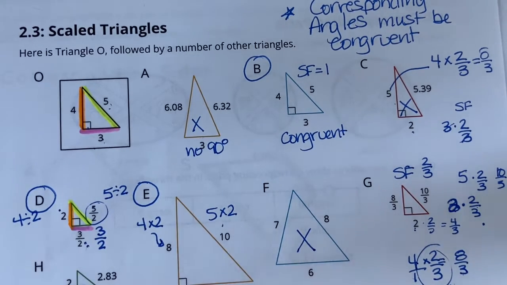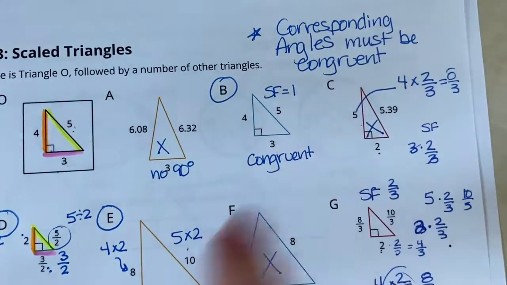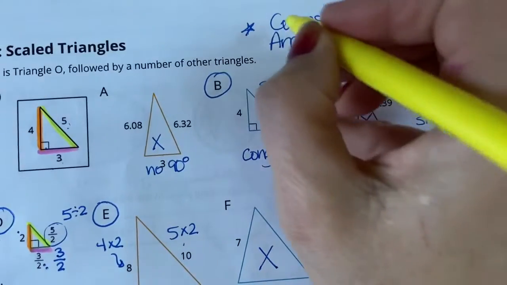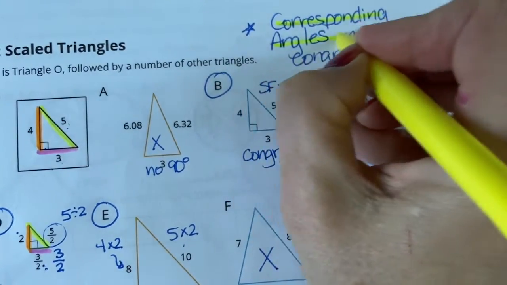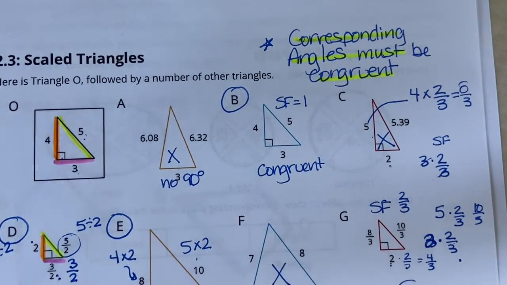We wanna know, are they scale copies, okay? So I'm gonna go through all of them because it won't take that long. So look at this. Remember I said that corresponding angles, the angles have to be congruent. The sides don't have to be congruent. They have to be proportional, or they have to have a scale factor, but the angles have to be congruent.